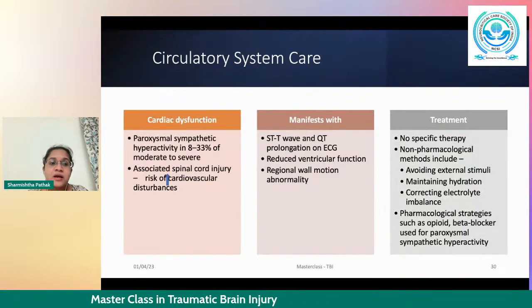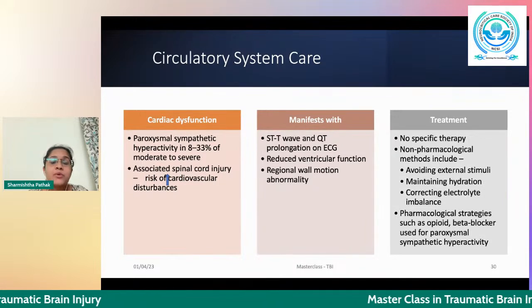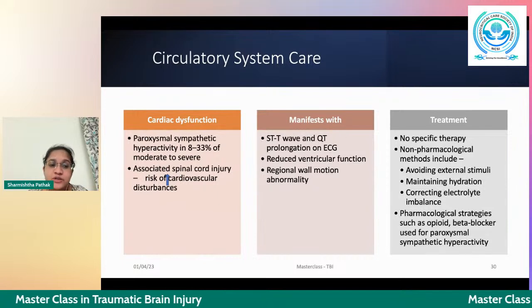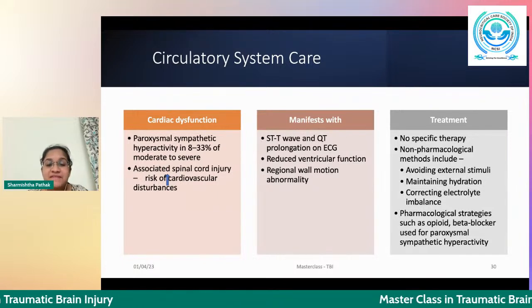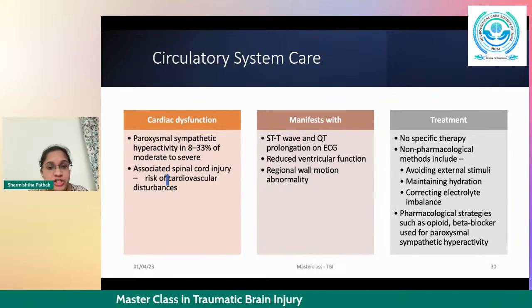Circulatory system care is an important part, as cardiac dysfunction is found in approximately 8 to 33% of patients suffering from moderate to severe TBI. It is associated with increased risk of cardiovascular disturbances. It can manifest as ST-T wave changes and QT prolongation on the ECG. There can be reduced ventricular function and regional wall motion abnormality.